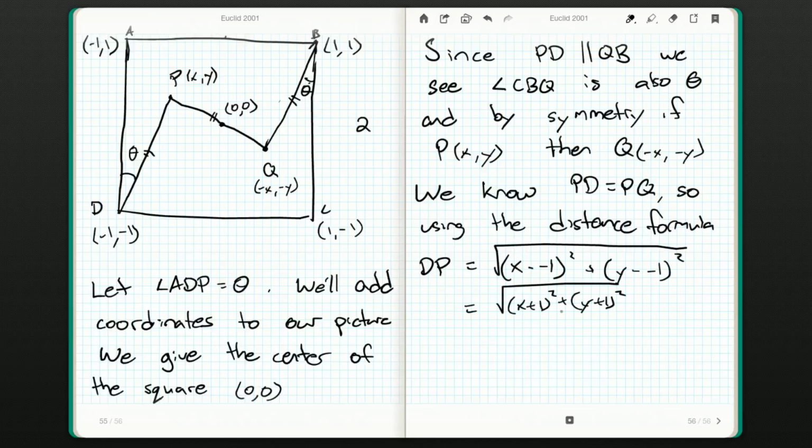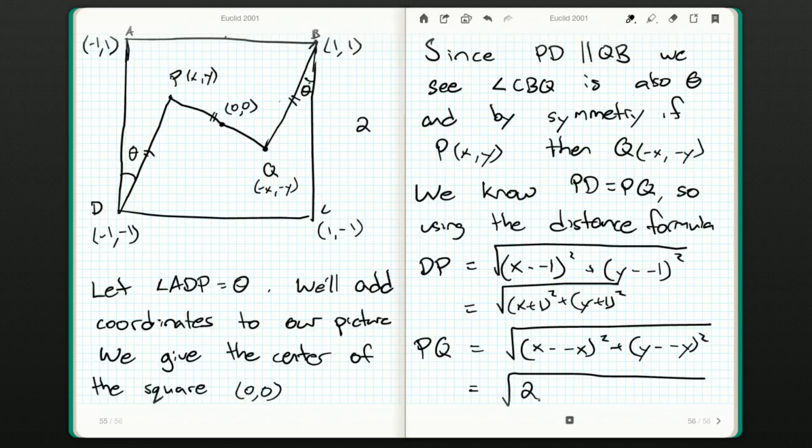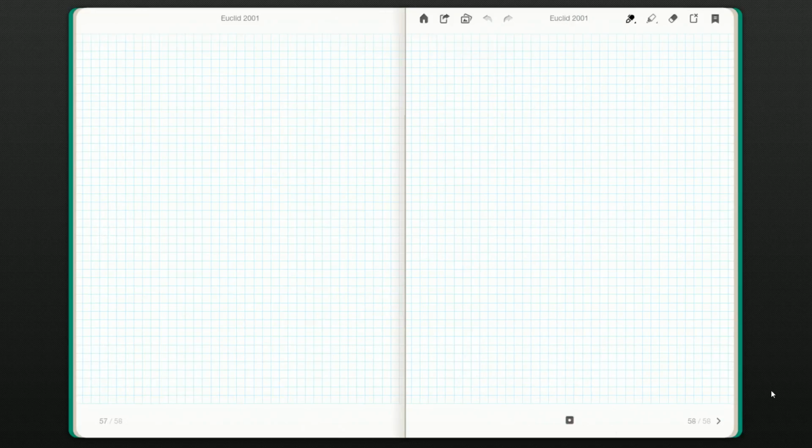I don't think I need to expand those out. And what about PQ? Well, again, square root of the difference in the x coordinates squared, so x minus negative x, plus the difference in the y coordinates squared. So square root of 2x all squared plus 2y all squared. And I know these are going to be equal, so I'll square both sides, and we'll get some stuff involving some x's and some y's. Probably won't be a nice simple equation, but maybe we'll be able to use another piece of information and solve for x or for y.